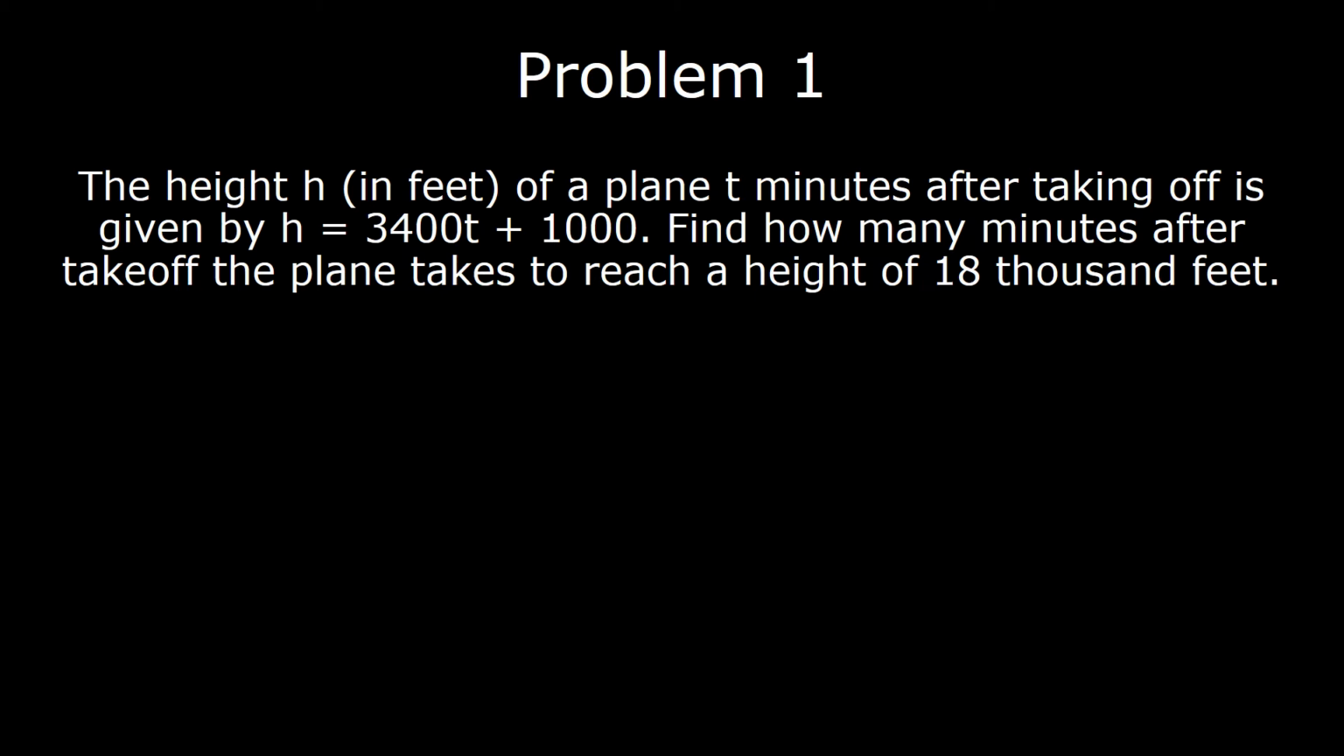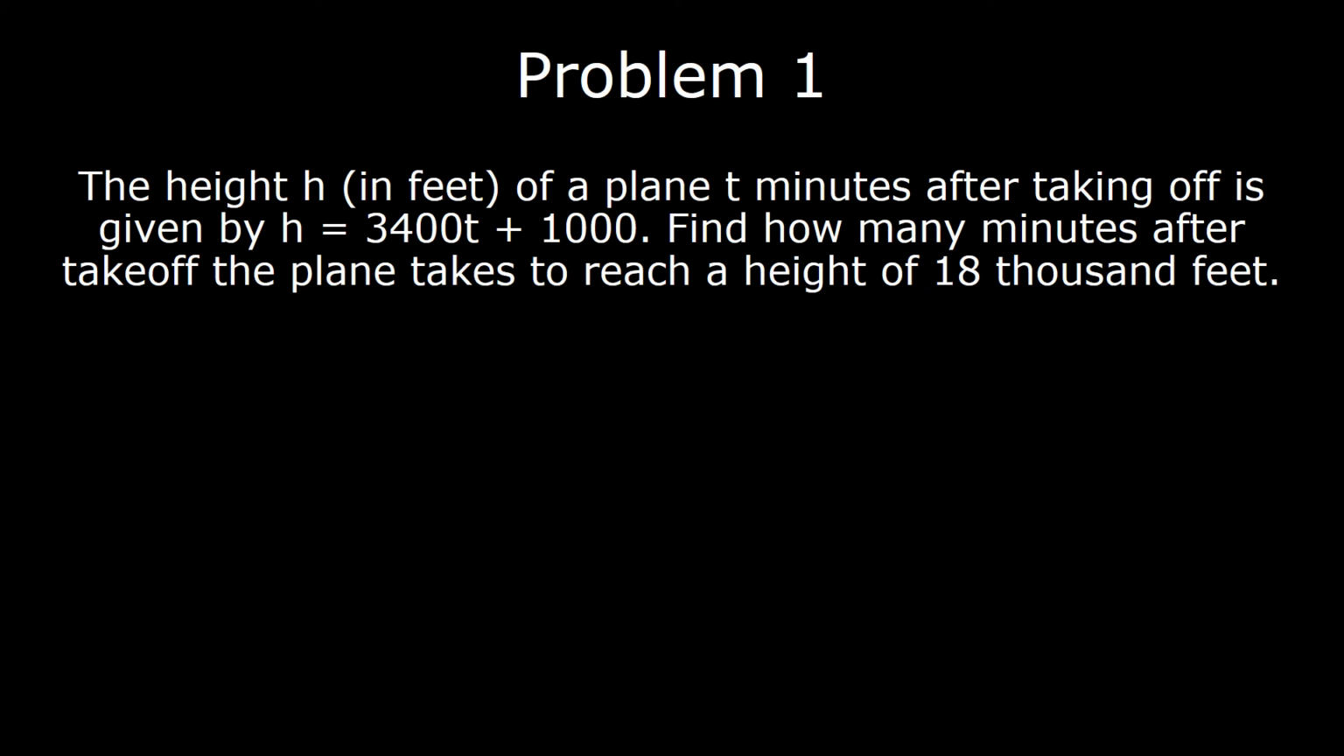So we transpose 1000 from the RHS to the LHS. We get 18,000 minus 1000 equals 3400t. Therefore 17,000 equals 3400t. Transposing 3400 from the RHS numerator to the LHS denominator, we get 17,000 upon 3,400 equals t. So 17,000 upon 3,400, we've got two zeros on the right of the numerator and two zeros on the right of the denominator, so we can cancel them. So we are left with 170 upon 34.